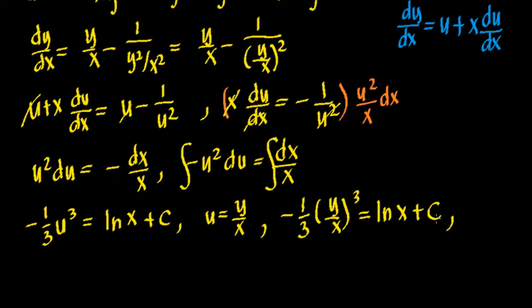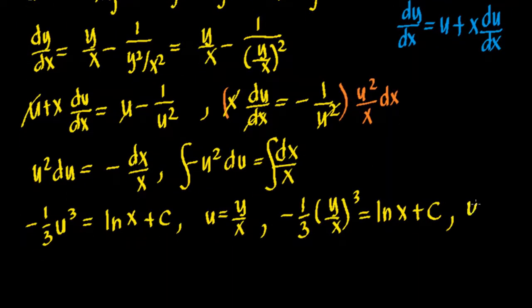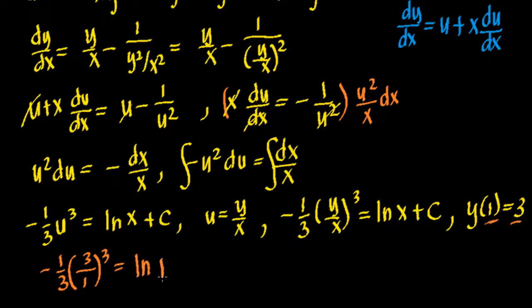And we'll find the value of c given our initial condition y of 1 is equal to 3. Our x is just equal to 1 and our y is equal to 3. So we have negative 1/3 times our y is 3, our x is 1. So we'll plug that in here. Cube is equal to ln of 1 plus c, but our ln of 1 is just 0, so we can cancel this out, and our c is negative 3 cubed over 3, so we have negative 3 squared is negative 9.